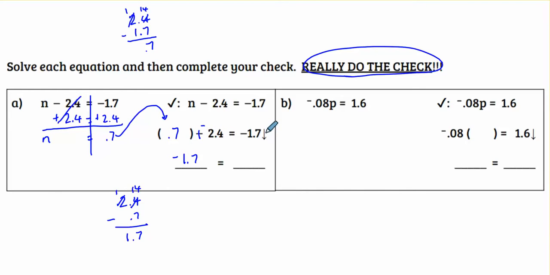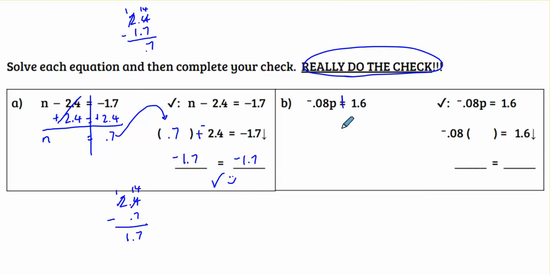I even put this arrow here to remind you guys that all you do with this number is you just bring it down. And then you just ask yourselves, does this work? Did this check out? Well, yeah, negative 1.7 is equal to negative 1.7, so I know that I'm right. Okay, let's look at B.